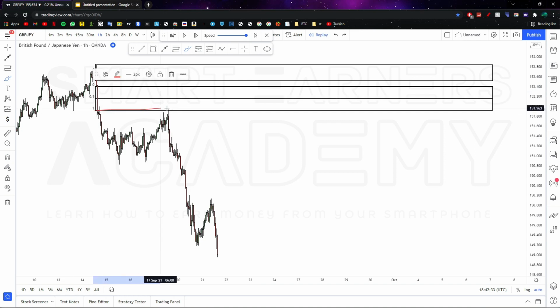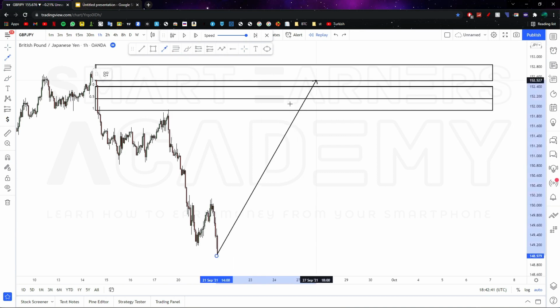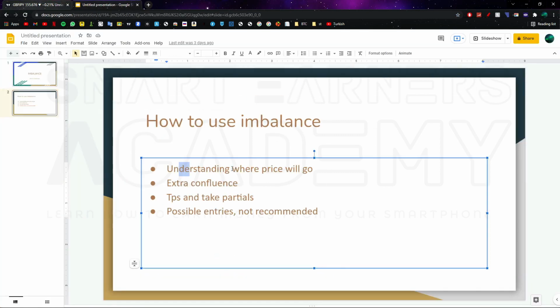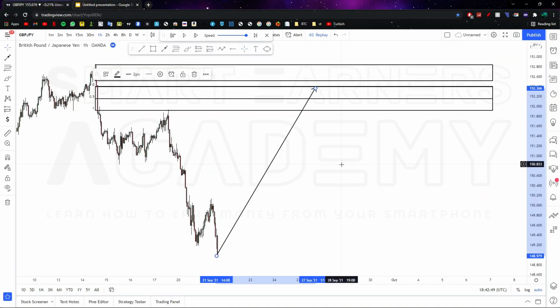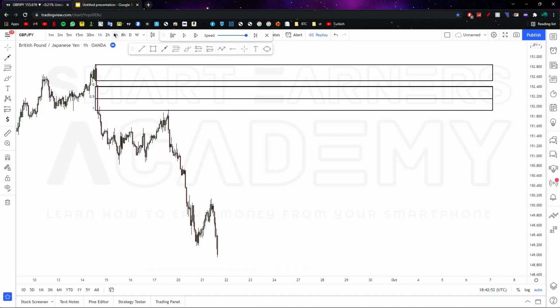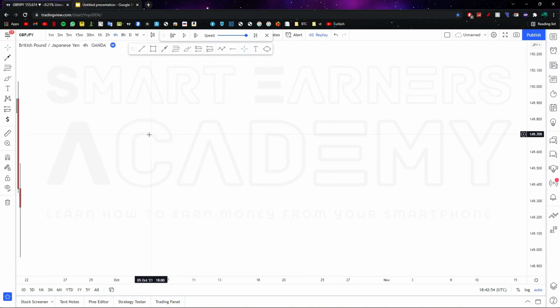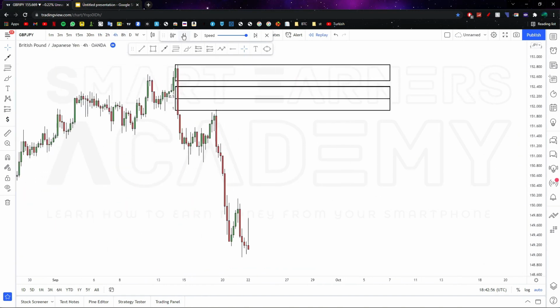And we know we've also filled out the 1. Now we're looking for the filling out of the 0.5 and the 0, and then eventually tapping into our order block. So the general direction for price is to come in here. What we've done there is create an understanding of where price will go, plus extra confluence. So if we play price, as we saw before, this plays out perfectly in our direction.